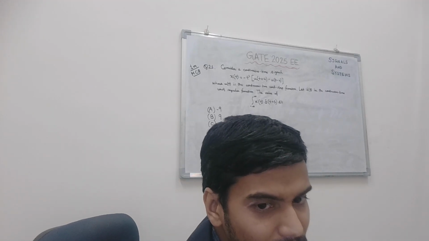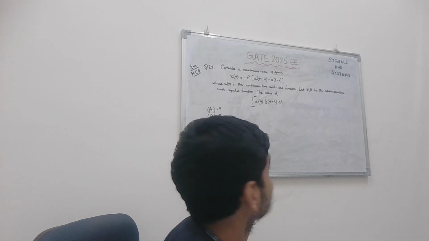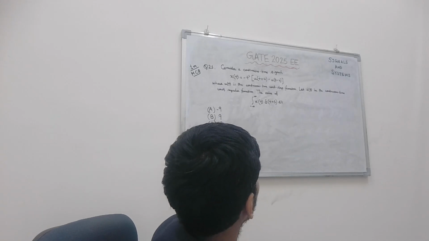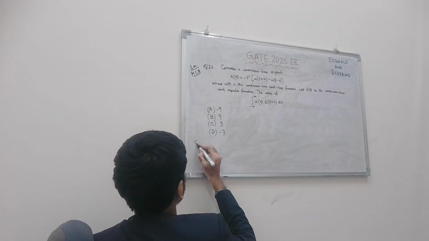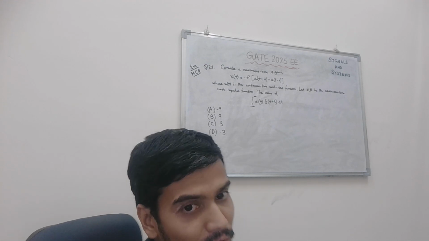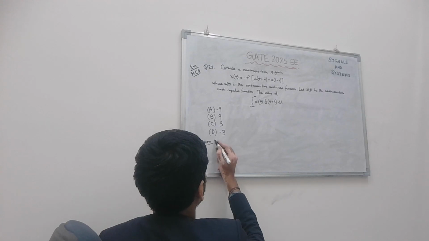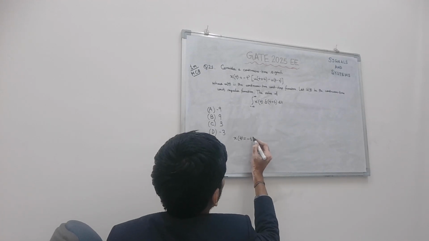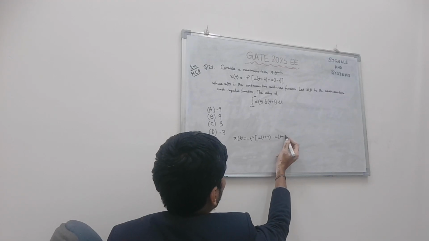This is a pretty simple question based on the shifting property of the continuous time unit impulse function and the step function. So let's move on to the solution. According to the definition given, first let's plot x of t. x of t equals minus t square times u of t plus 4 minus u of t minus 4.